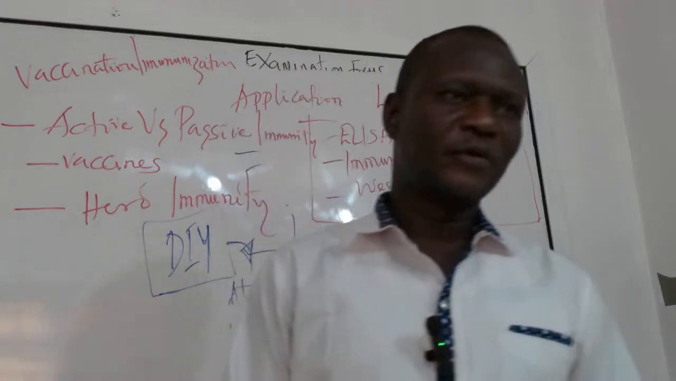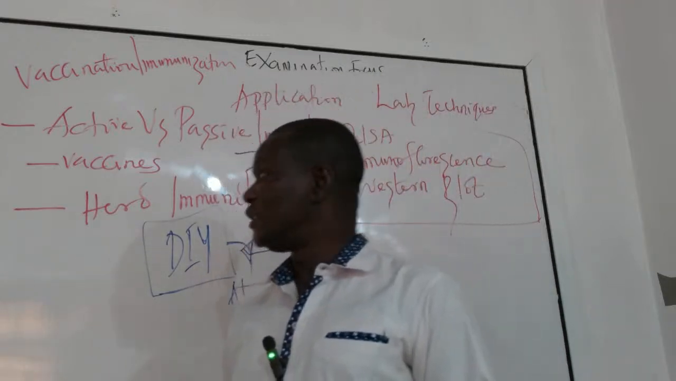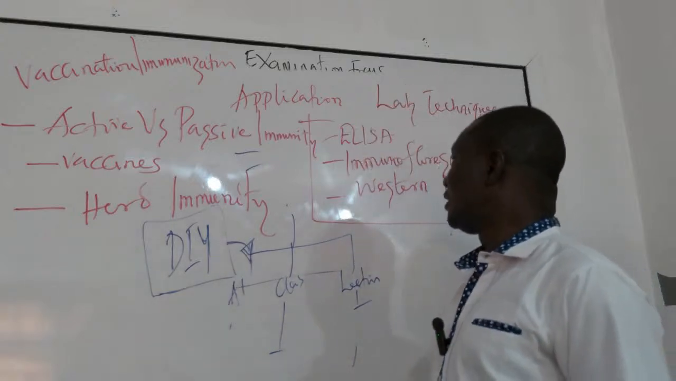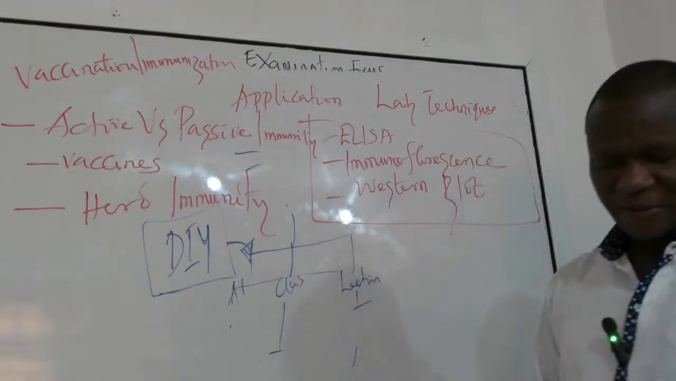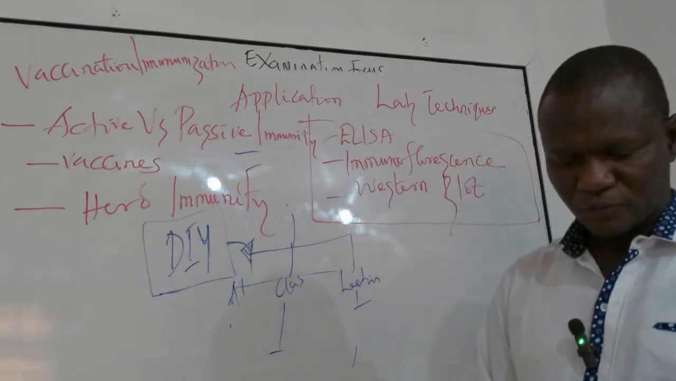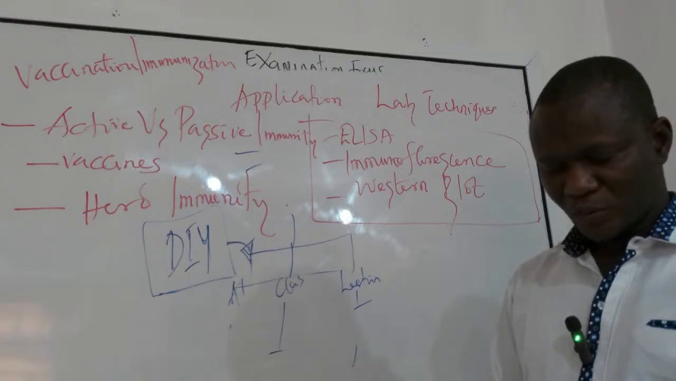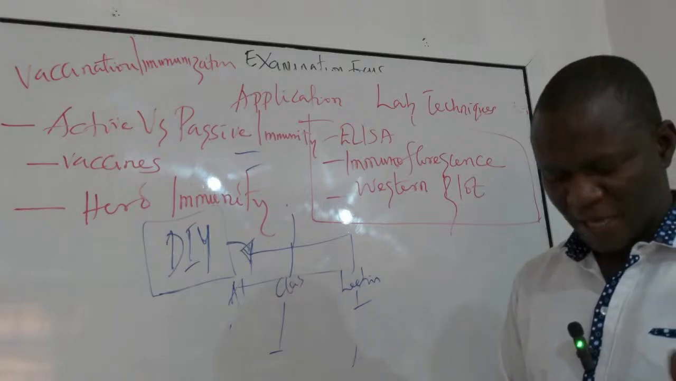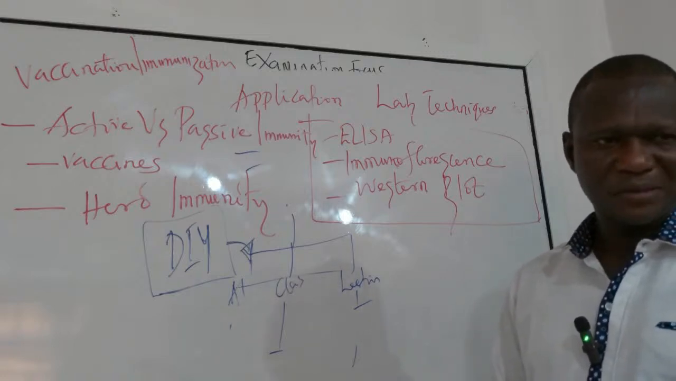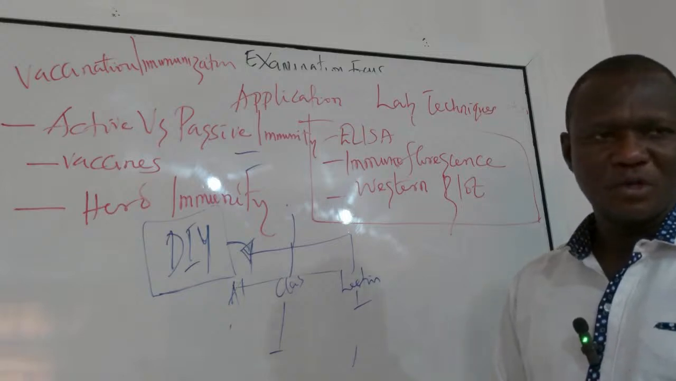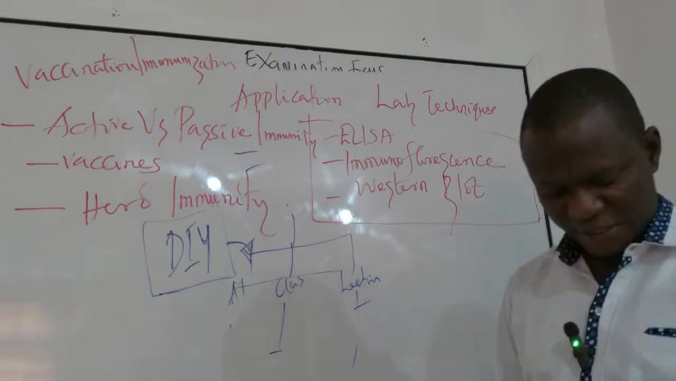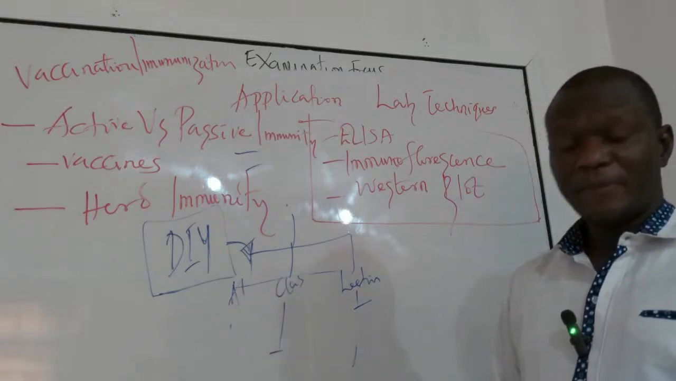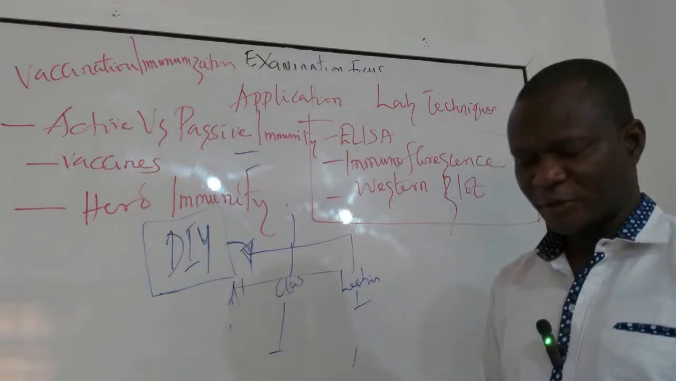Then application of immunology in laboratory techniques, with a focus on ELISA, that is enzyme linked immunosorbent assay, immunofluorescent, as well as Western blotting. You should be able to know that. After that, we also expect you to know more about immunization. Focus on immunization and vaccination. What do you have to say? You don't necessarily need to be too detailed, just like I told you. Just let us know. Then the role played by Mary Mallon in transmission of typhoid fever.